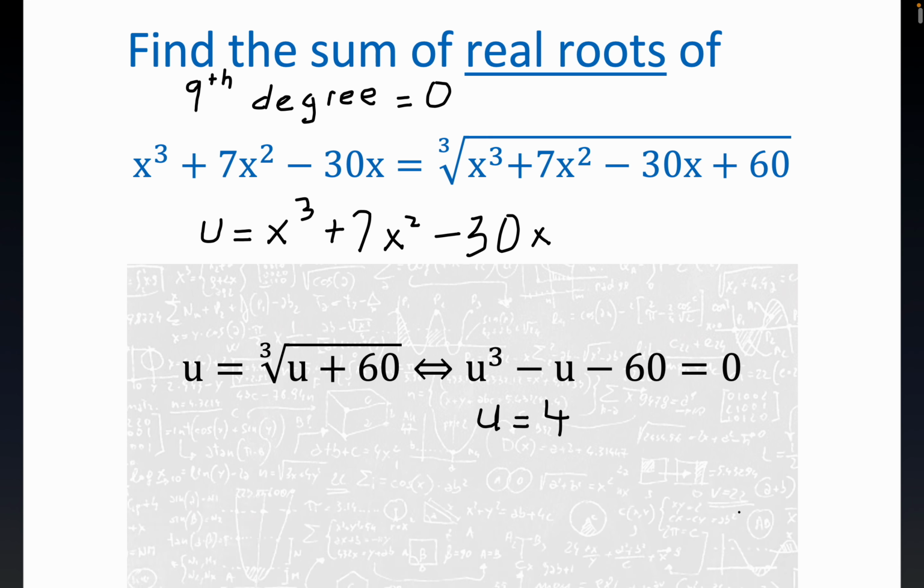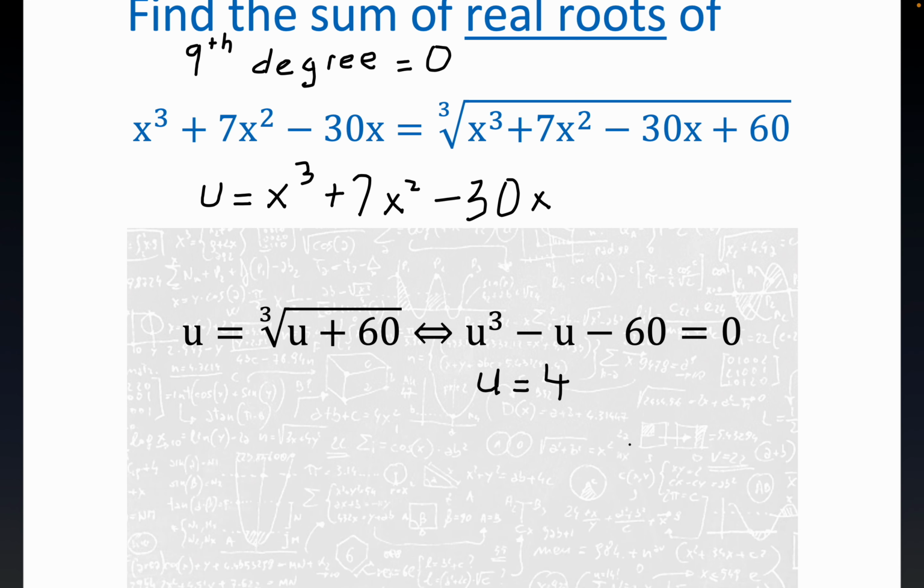All right, now if you set u equals 4 in the original substitution, you'll end up with this statement right here: x cubed plus 7x squared minus 30x minus 4 equals 0. Okay. So what do we do with this?